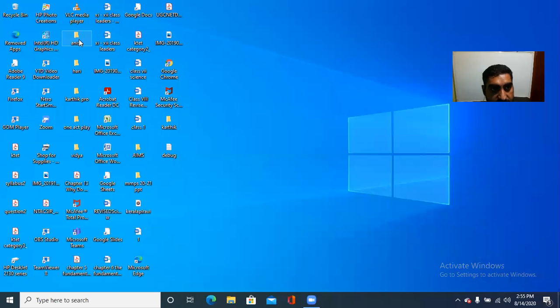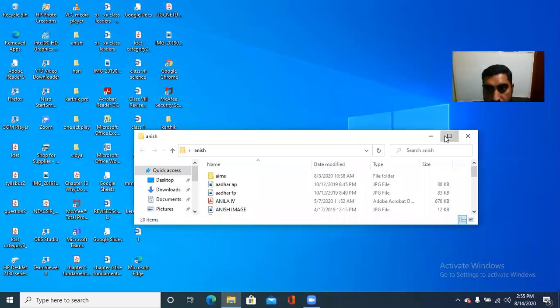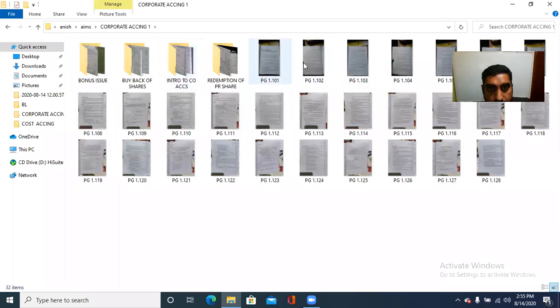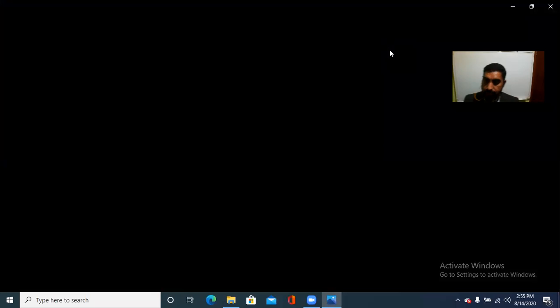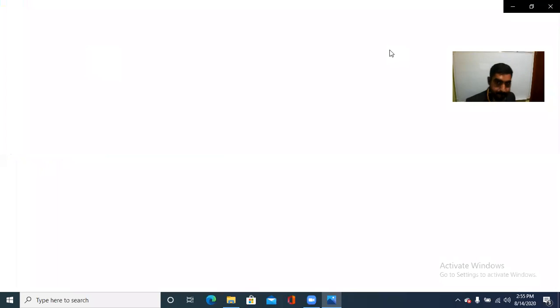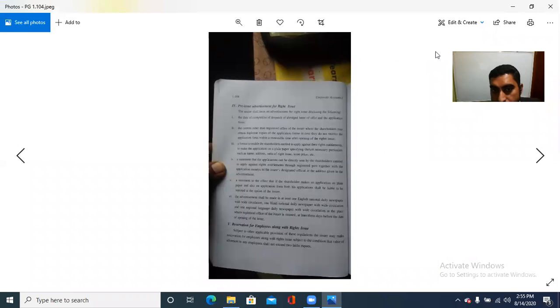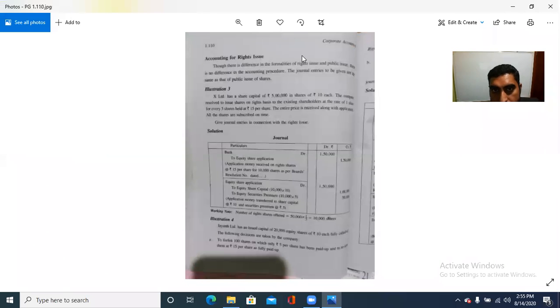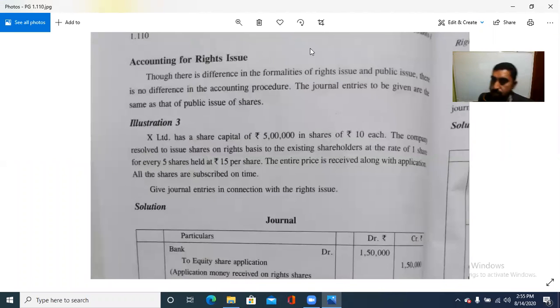Then today we are going to see some other parts of the rights issue, and we will see the employee stock option scheme. So what is this? Then how the rights issue is to be accounted for, that is the next portion.